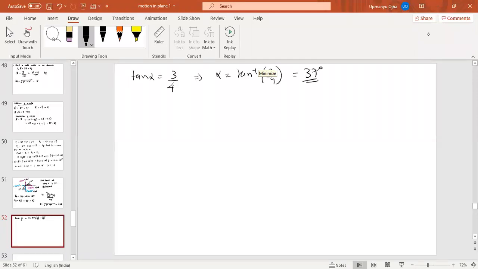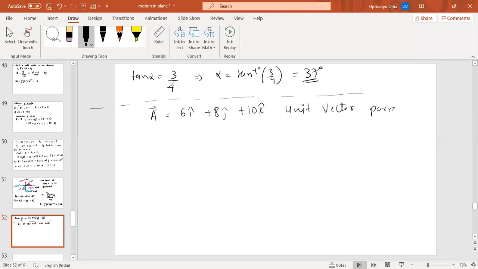I think somebody asked me a question: a vector is given by 6 i cap plus 8 j cap plus 10 k cap. We have to find a unit vector parallel to the vector. So unit vector means a cap. What is a cap? It is the vector a divided by the modulus of the vector.